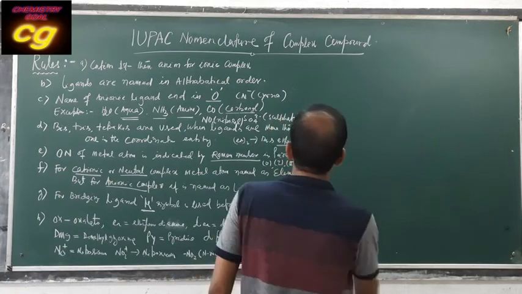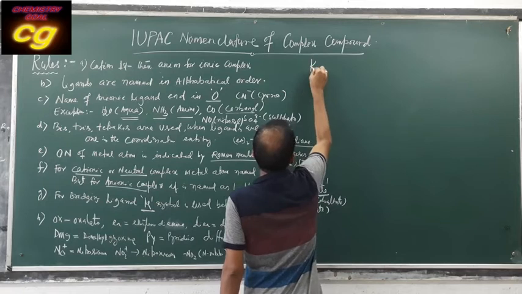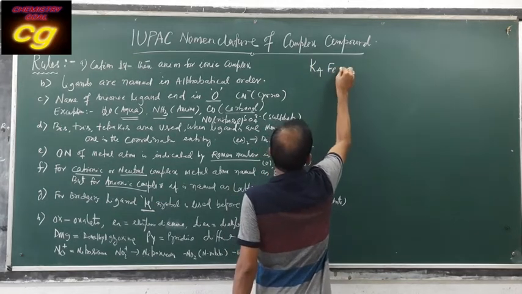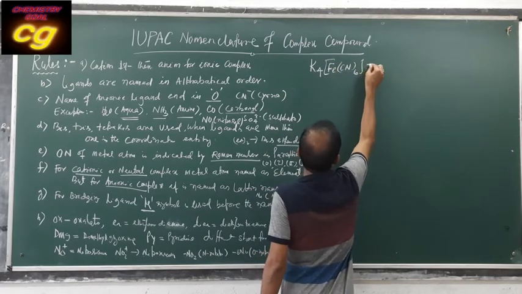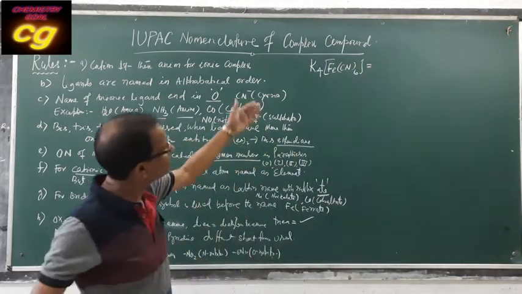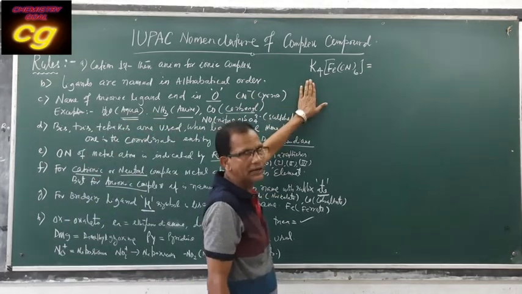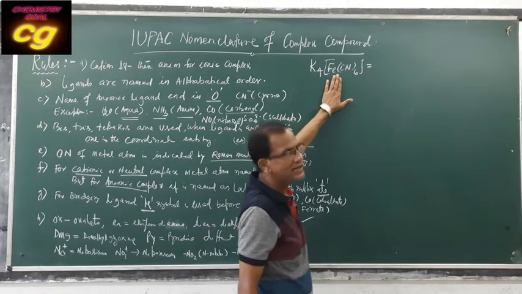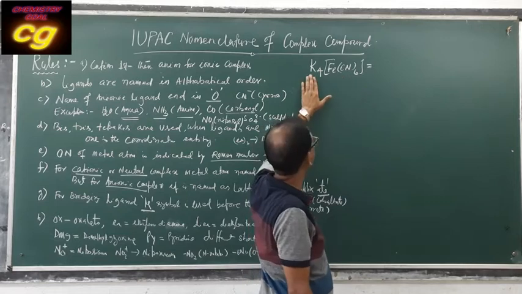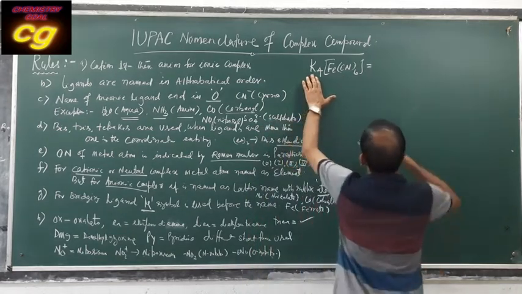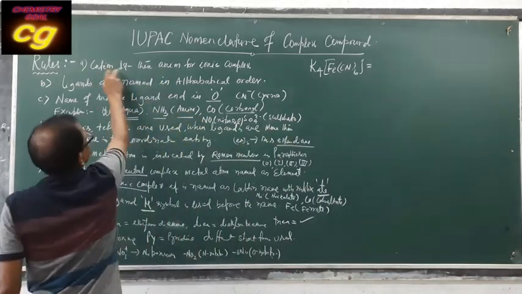So now let us discuss, by taking some examples, how we can give the nomenclature. For example, if the complex is K4[Fe(CN)6]. This complex indicates an ionic complex having cation and anion. This side is the cation, this side is the anion. So the complex ion is the negative side and the metal is here positive.